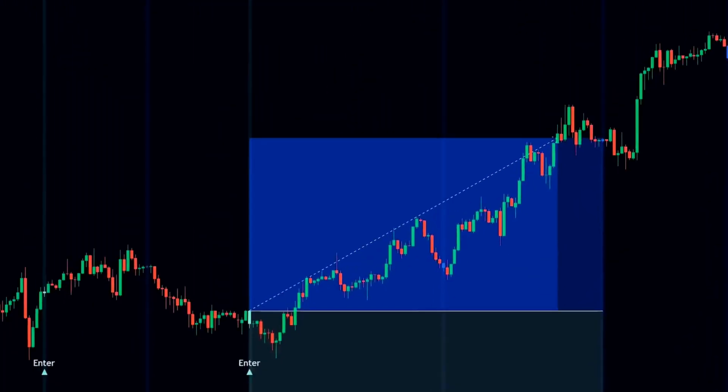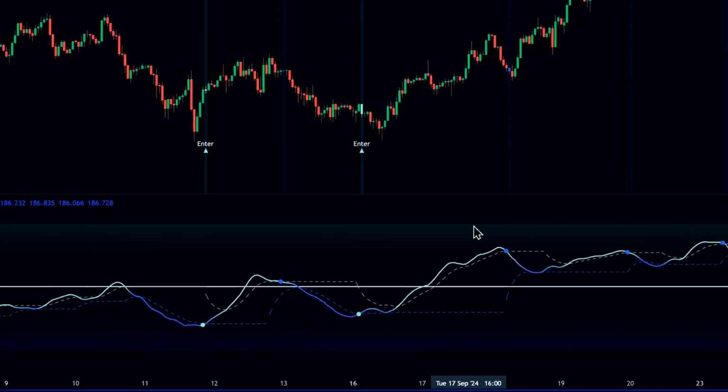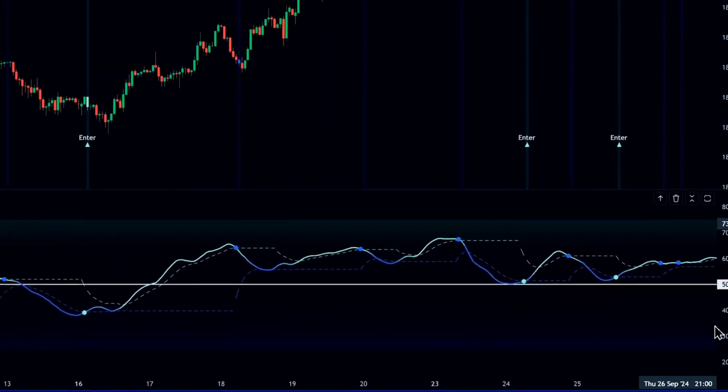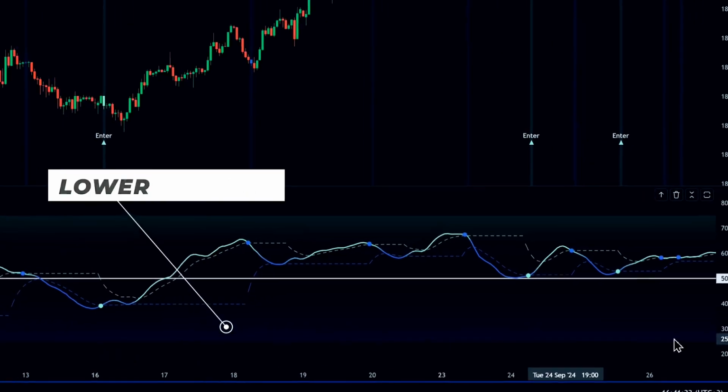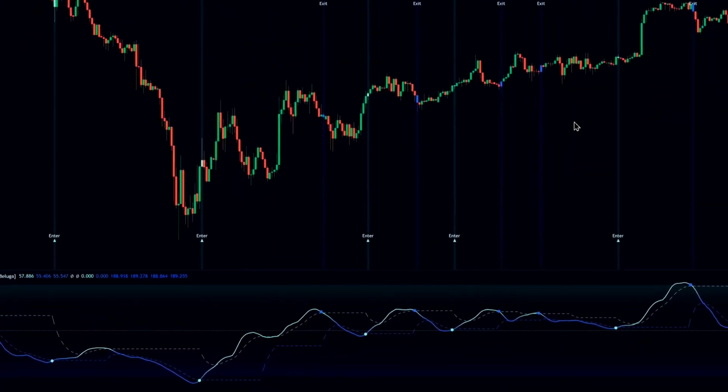The indicator also has extremity levels. The upper extremity at 75, teal, signals overbought conditions, while the lower extremity at 25, blue, indicates oversold conditions, both of which could signal reversals. So how do you trade with it? First, use crossovers as entry signals.